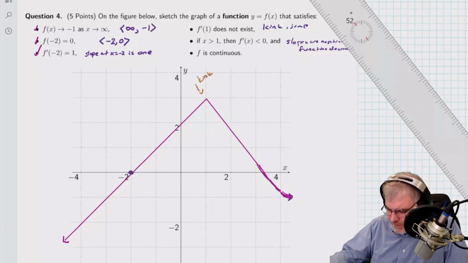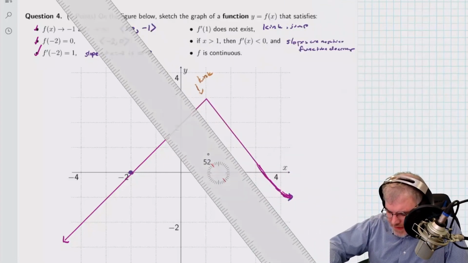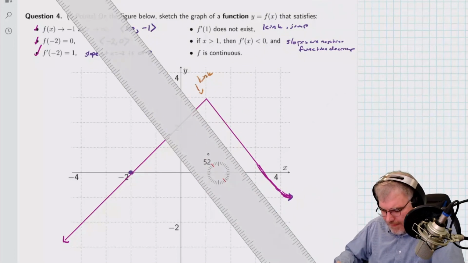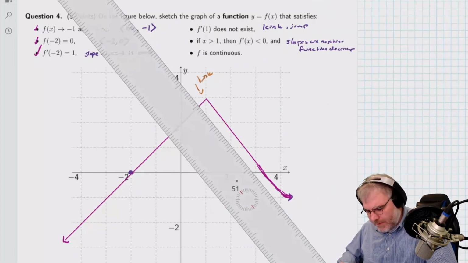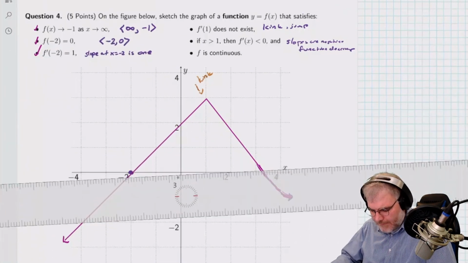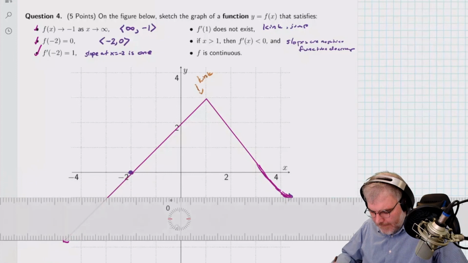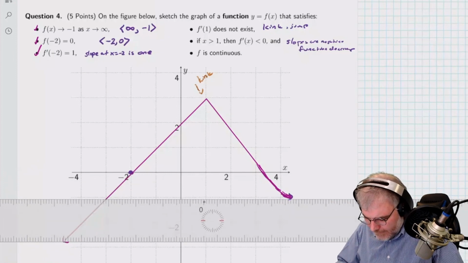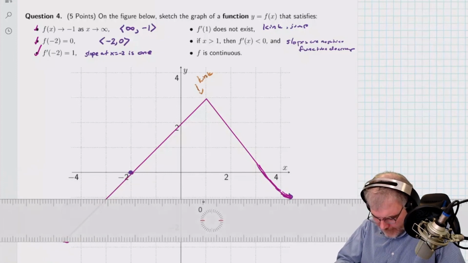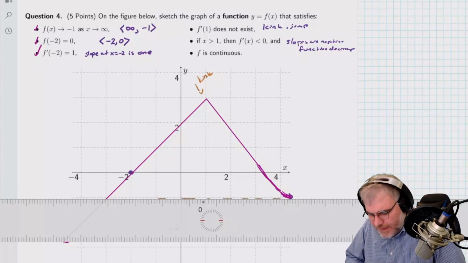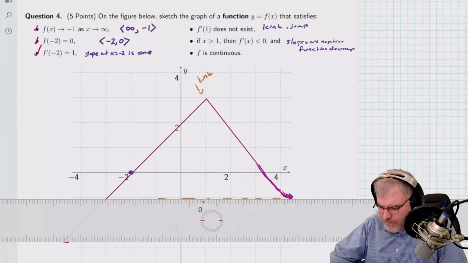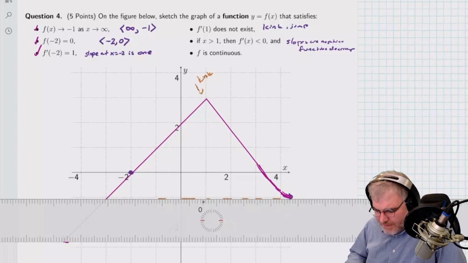And while I'm at it, I'll also put a horizontal asymptote here. Come on, you little ruler. Okay, maybe I won't. There it goes. There's a horizontal asymptote there type thing. F prime of 1 does not exist. There's a kink there. If x is greater than 1, f prime of x is less than 0. Absolutely. And f is continuous. Yep.